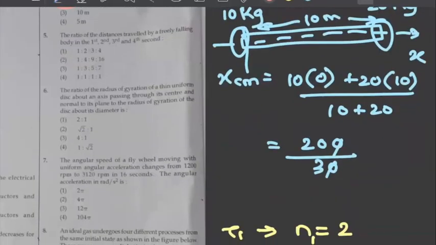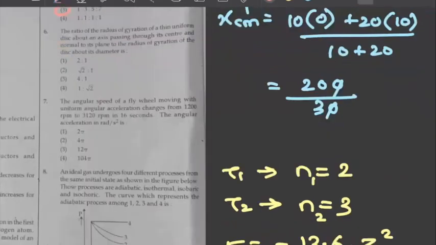Okay. Then they want the ratio of the distances traveled by a free falling body in the first, second, third, and the fourth second. This is Galileo's law. So it should be 1, 3, 5, 7. Right? So this one.